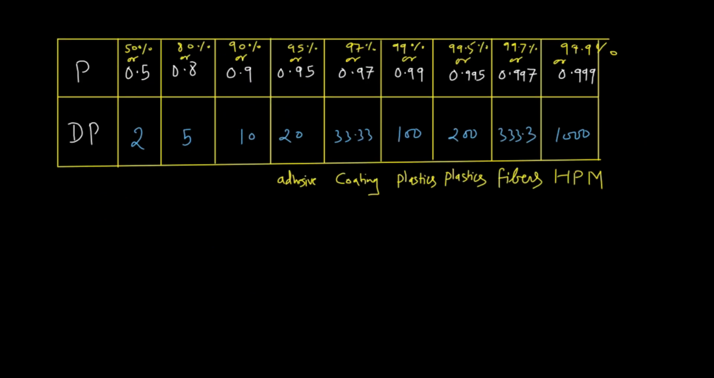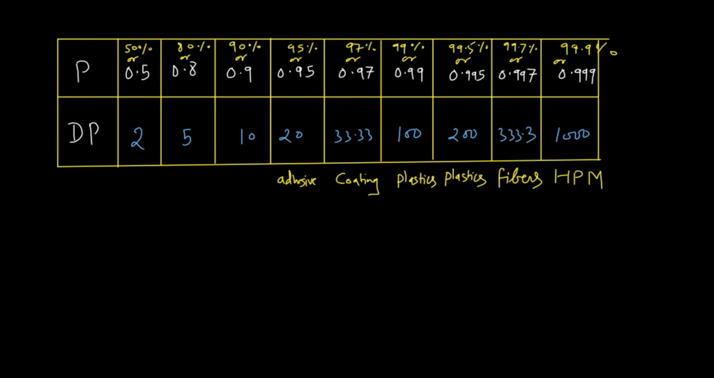Because this is the simplest formula, I don't want to include most of the calculations here. I have explained with the help of 1 or 2 examples. Now it is up to you to calculate the degree of polymerization for the different rates of conversion. So this is P: 50, 80, 90, 95, 97, 99, 99.5, 99.7 and 99.9 conversions.